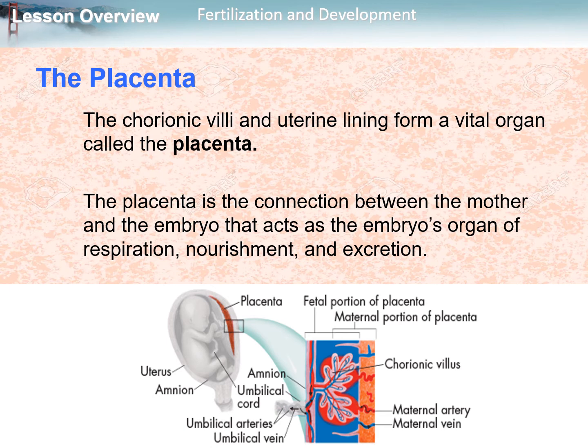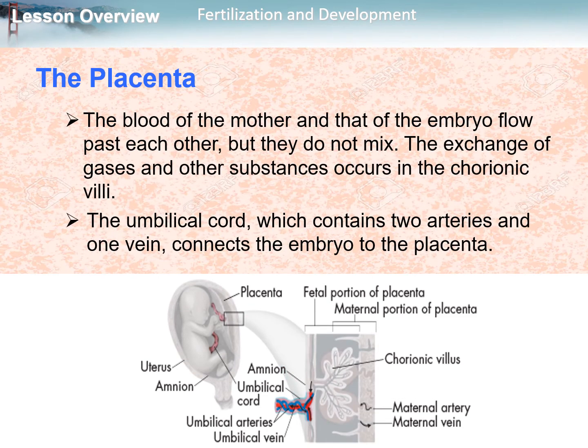The placenta is the connection between the mother and the embryo that acts as the embryo's organ of respiration, nourishment, and excretion. The blood of the mother and of the embryo flow past each other, so to say they do not mix. The exchange of gases and other substances occurs in the chorionic villi.